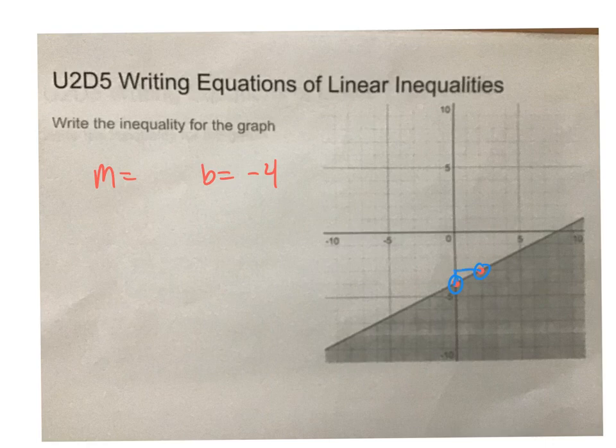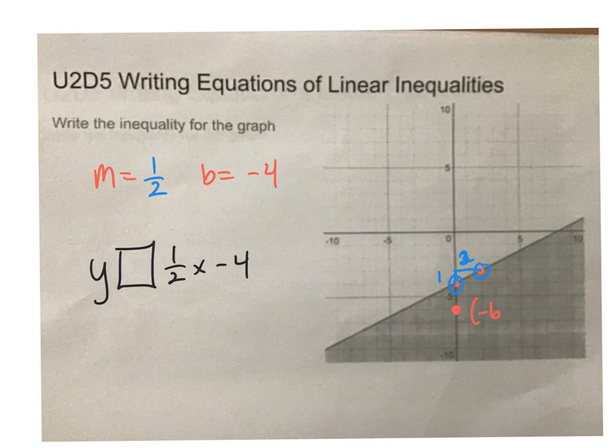This one's kind of an interesting one. So it looks like I rise 1 and run 2 actually. So it's up 1 over 2 with the B value of negative 4. So we're going to write my statement, y, some symbol, because we're using the shading here, 1/2 x minus 4. So what point are we going to pick? We can't pick 5, 0. We can't pick 0, 0, because none of them are in the shaded region. We want to pick something that's in the shaded region. I'm just going to come down here and use a nice easy point of negative 6, 0.